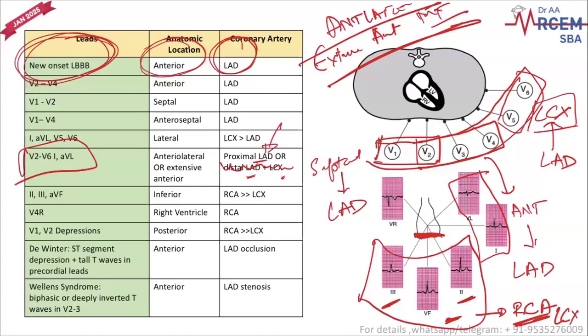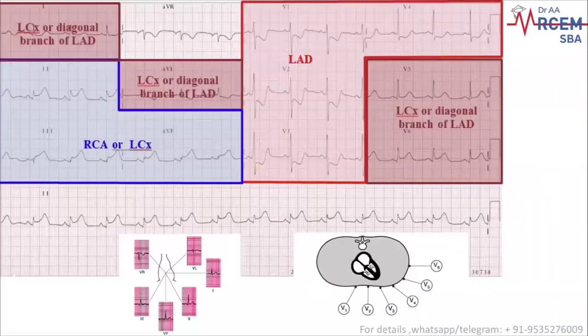So if it is an extensive anterior wall MI, or a septal wall MI, or an anterior wall MI, always consider it an LAD, including left bundle branch block. It is the LAD which is the culprit artery. So you need to be aware of this algorithm so that you can predict which artery is the culprit one and what is the anatomical location which is involved. Let us see a few ECGs.